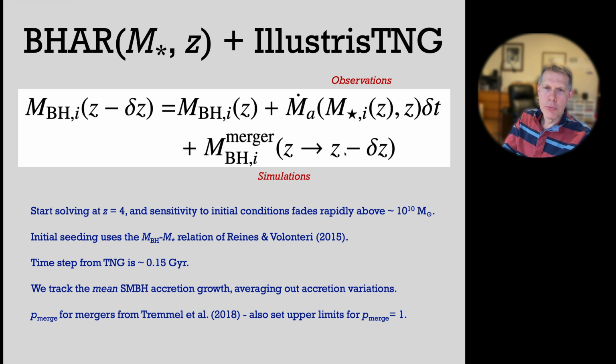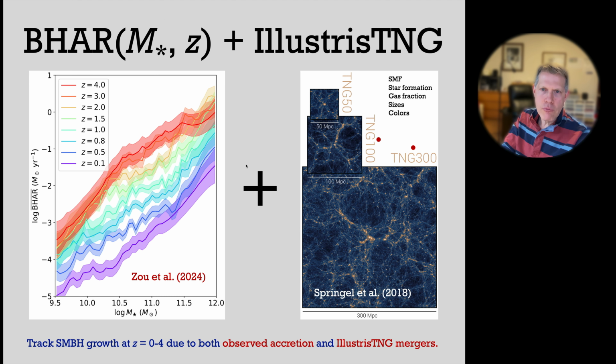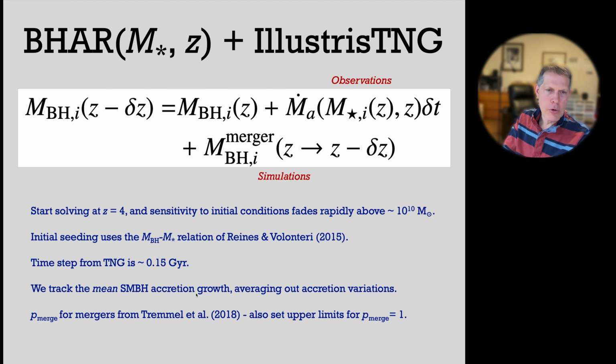And then regarding the mergers, of course, every time a pair of galaxies merges within the TNG simulations, there is at least a prospect that the two black holes present will also merge. Now, that's not guaranteed. The two black holes may wander around for a very long span of time. We utilize merger probabilities for the black holes from a paper by Tremmel et al. in 2018. And we also set upper limits by setting p merge to 1. That is, every time a pair of galaxies merge, we allow the black holes also to merge.